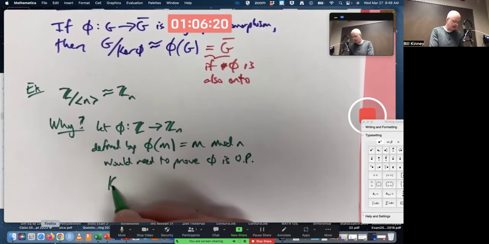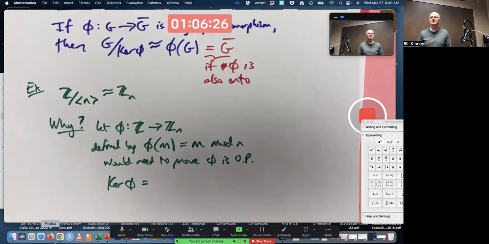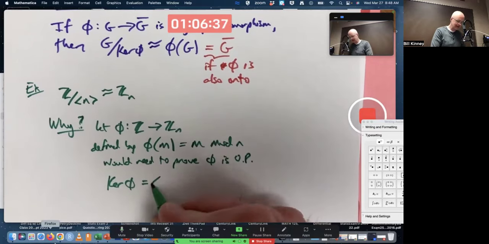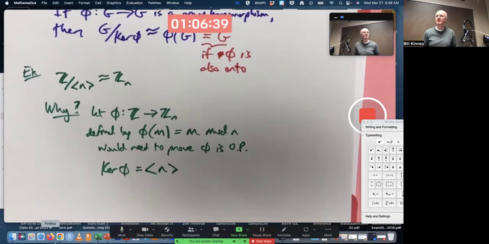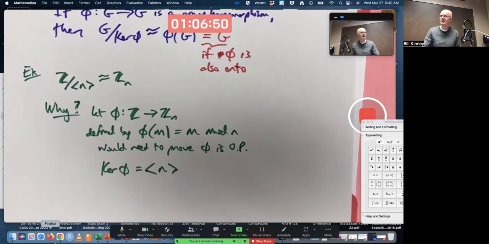And what's the kernel of phi? It's everything that gets mapped to the identity, 0. What numbers get mapped to 0? 0 does, n does, 2n does, 3n does, 4n does, negative n, negative 2n, negative 3n. The kernel is pretty clearly the cyclic subgroup generated by n because we're modding by n. That does it. That's essentially the proof. And as long as you prove it's operation preserving, but again, that's based on properties of modular arithmetic.